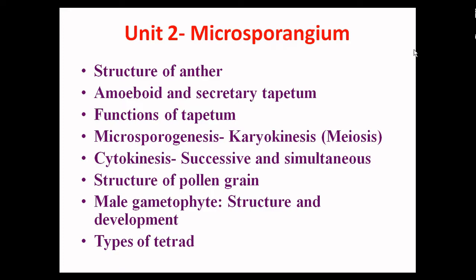Then we have seen the types of the tapetum. There are two types of the tapetum: one is amoeboid tapetum and the other is secretory tapetum. Amoeboid tapetum is characterized by the early breakdown of the inner and radial walls, and because of that the protoplast along with the nutrients is transported to the anther locule, where they provide nutrition to the developing sporogenous cells. The next type is secretory tapetum, in which no breakdown of the tapetum wall occurs, but there is a secretion of the nutrients towards the sporogenous cells.